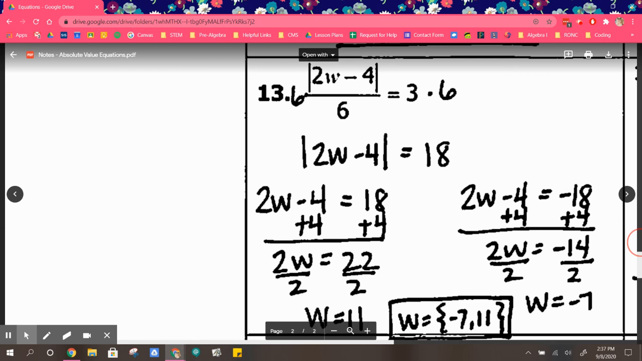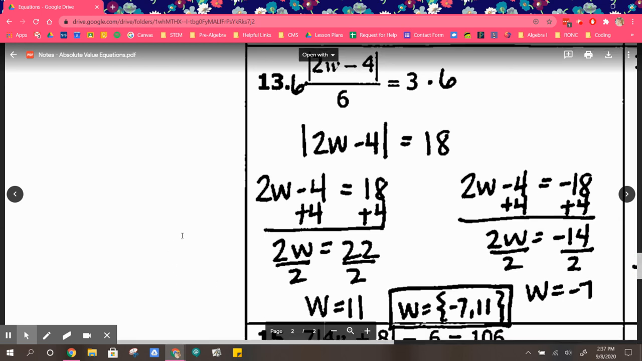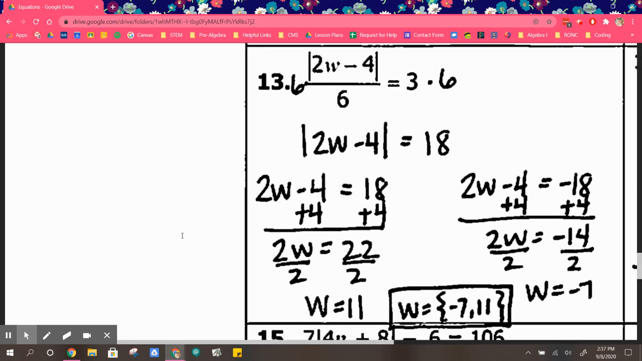So we're going to go ahead and put it equal to the positive and negative version of itself. So 2w minus 4 equals 18, and 2w minus 4 equals -18. And then we're going to solve. Add 4 to both sides, divide by 2. Do that for both equations. For the left side, you should get 11. For the right side, you get -7. And when you write your answer, it's w equals braces -7, comma 11.